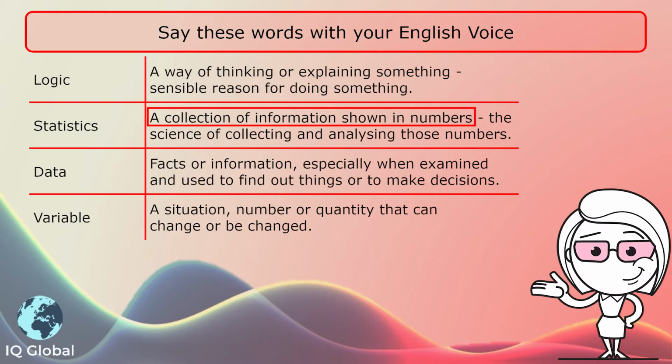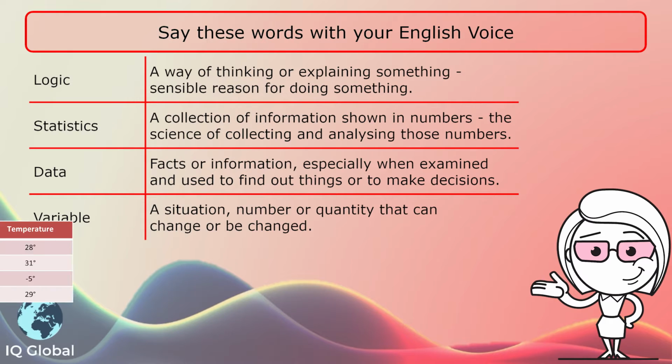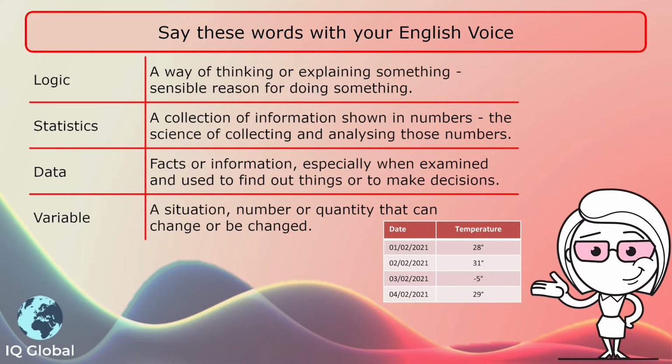Statistics. This is a collection of information that's shown in numbers, and it's literally the science of collecting and then seeing what those numbers mean, analysing those numbers. For example, we can use statistics to find out the average temperature in an area by recording the temperature on different days over a period of time and analysing this information.